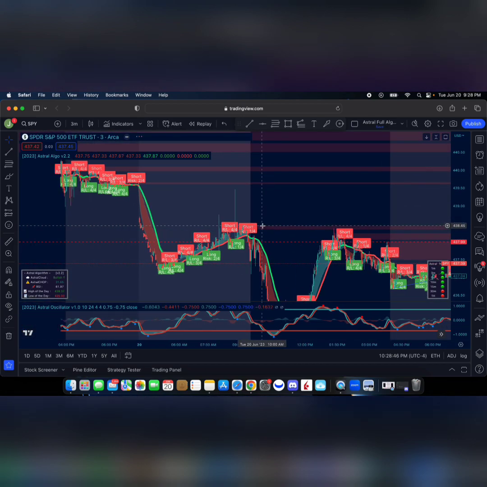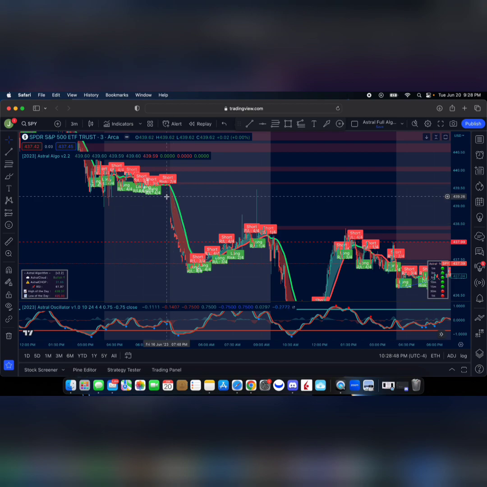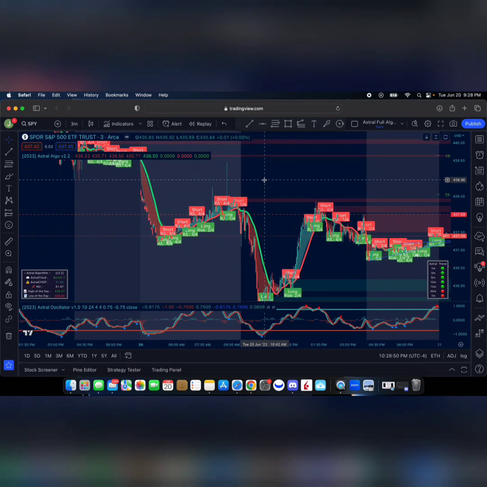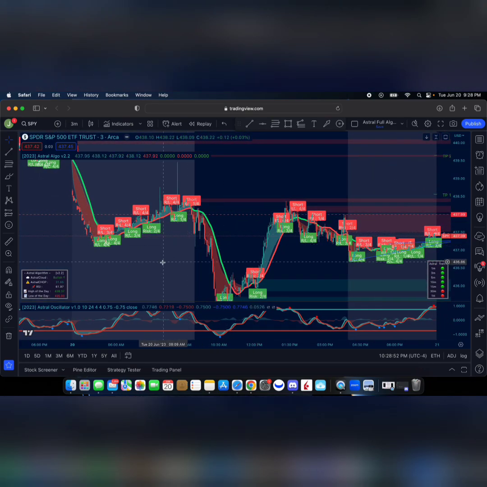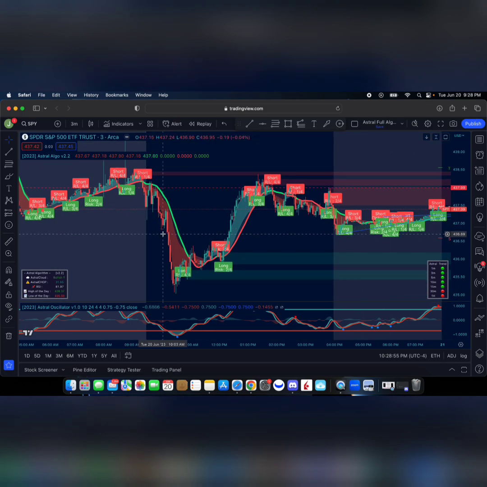It had a pretty decent gap down. So I tried to climb, couldn't make it. It wasn't going for the gap fill, but it went for more downside. So you can see it already crossed. If you see the oscillator right here, it crossed under the Astral MA. So all this green line, it was going down.